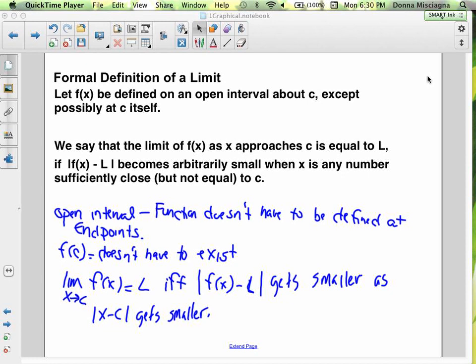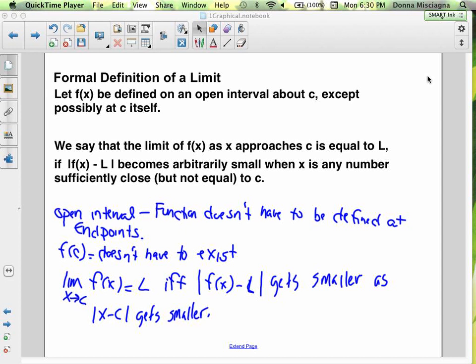And then where it says except possibly at c, it means f of c doesn't have to exist. Right? So we saw in previous examples that the function does not have to exist for a given value of x for the limit not to exist.